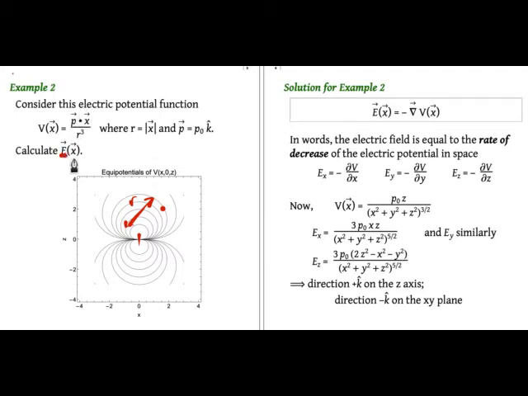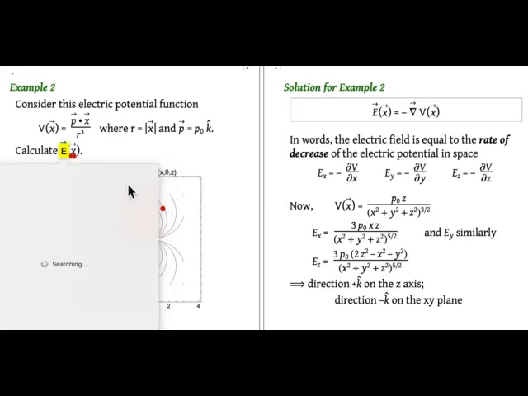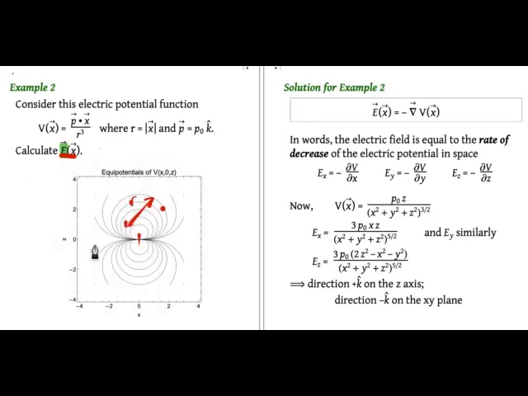And the problem is to calculate the electric field. So the picture shows the equipotentials in the xz plane. So this direction is z, this direction is x, and we're not worried about the third dimension. Well, we do have to worry about the third dimension because we have to calculate E. And E is a vector. So indeed, it has 3 dimensions.